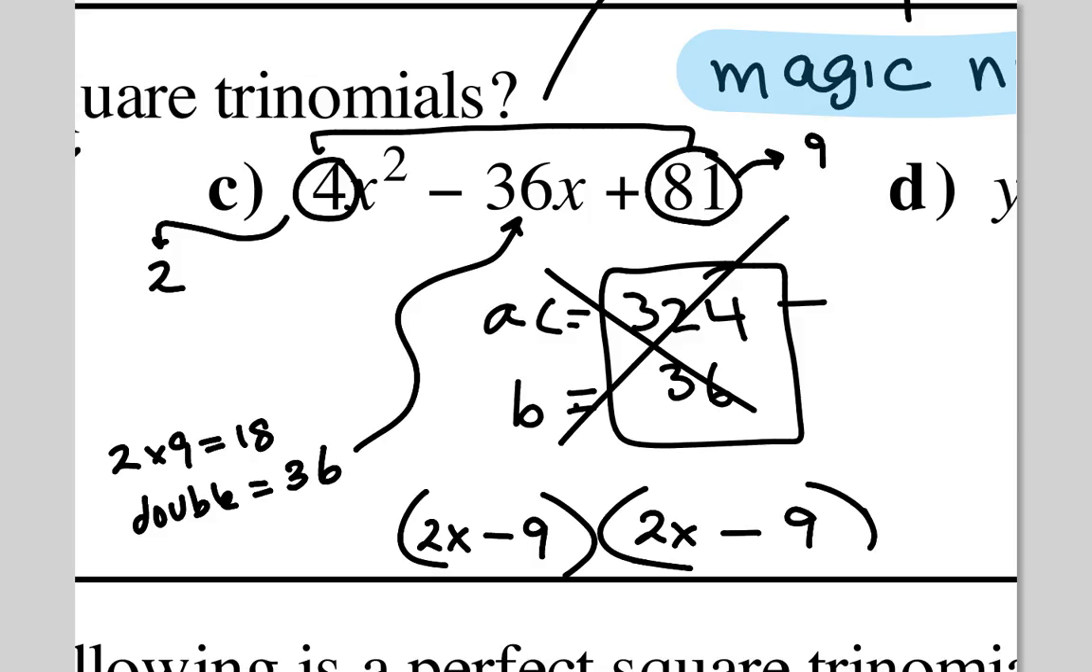Okay, any questions on what we just talked about? You get this perfect square business? Rafi, you need to be on that right now? Maybe put it away, buddy.